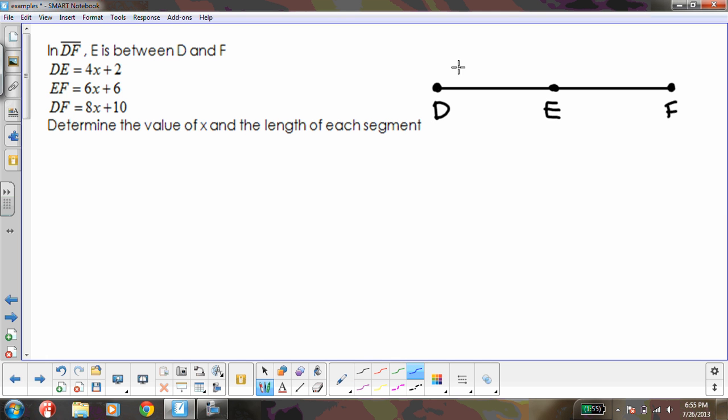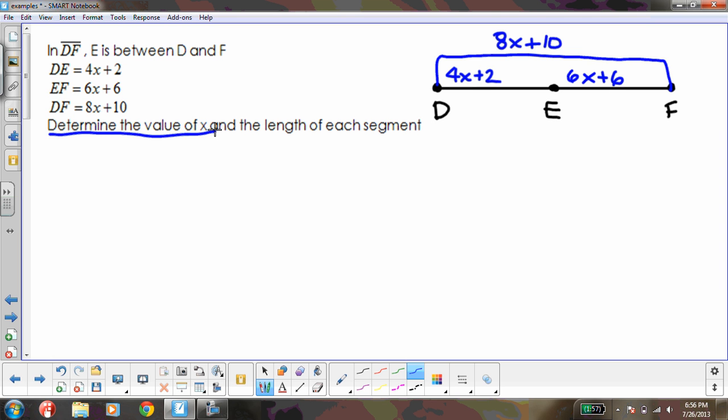Now I'll label with each expression. DE measures 4x plus 2. EF measures 6x plus 6. And the whole segment, DF, measures 8x plus 10. Now I can follow the directions, determine the value of x. I have to do that before I can put the second half of the answer.